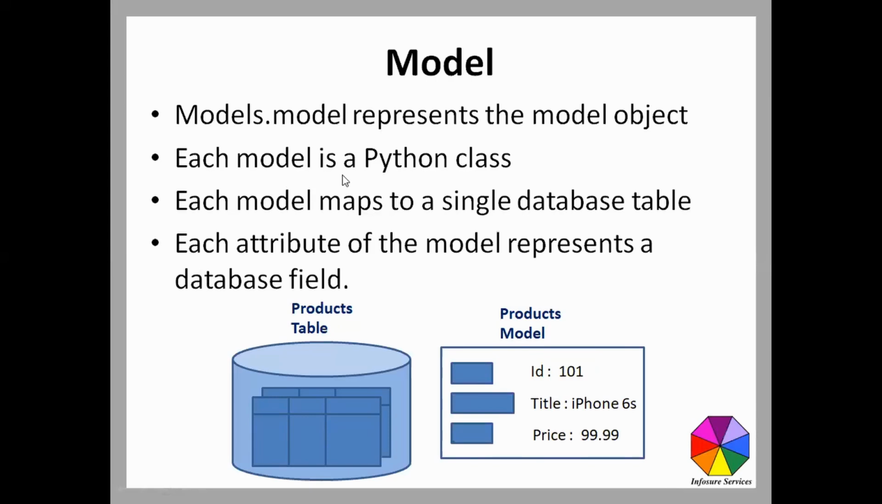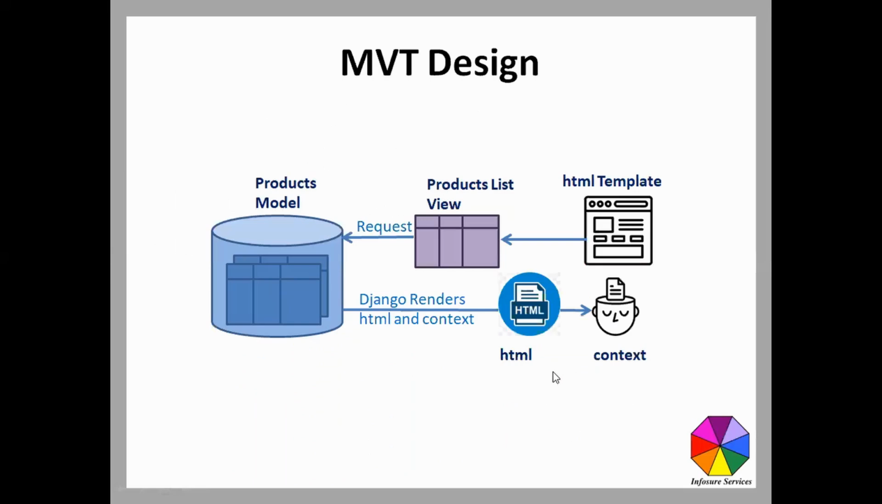So each model is a Python class. Each model maps to a single database table. Each attribute of the model represents a database field. This is clear, right? So I have this example. iPhone, price, and all that. ID. So in MVT design, the overall schematic is like this.